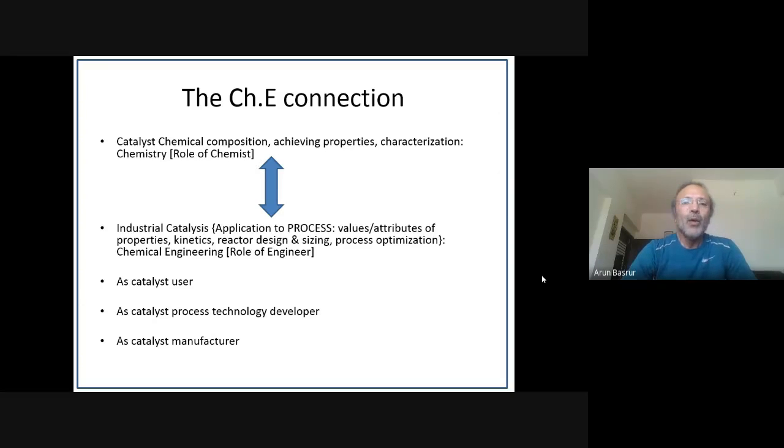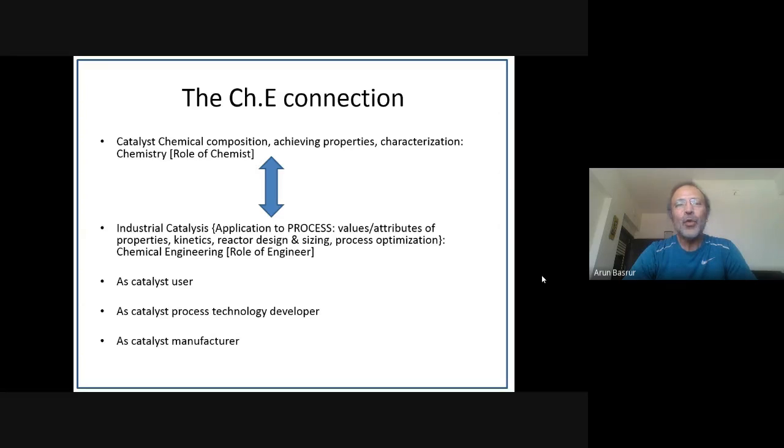When it comes to using this catalyst in the process, one needs a lot of inputs from chemical engineers. So that's industrial catalysis. When it comes to achieving properties, many a times, like for example, delta P or the pressure drop, a chemist won't have an idea of what should be the allowable pressure drop in a catalyst. So that comes in from the chemical engineer. Kinetics, reactor design and sizing, process optimization are all roles that a chemical engineer plays in catalysis.